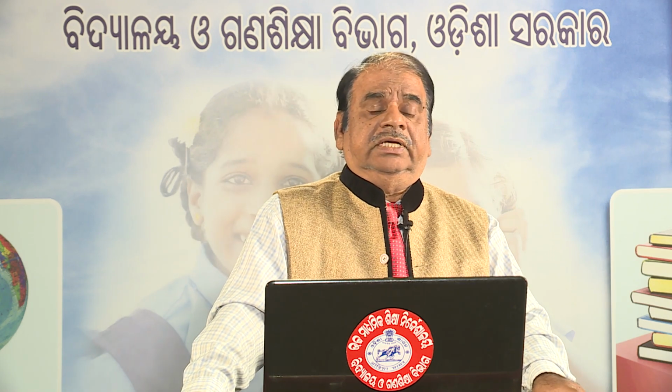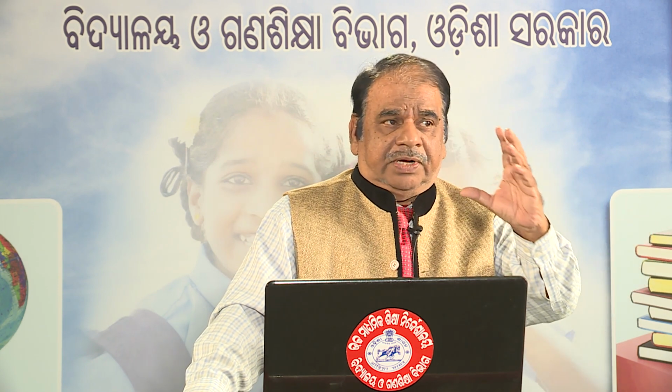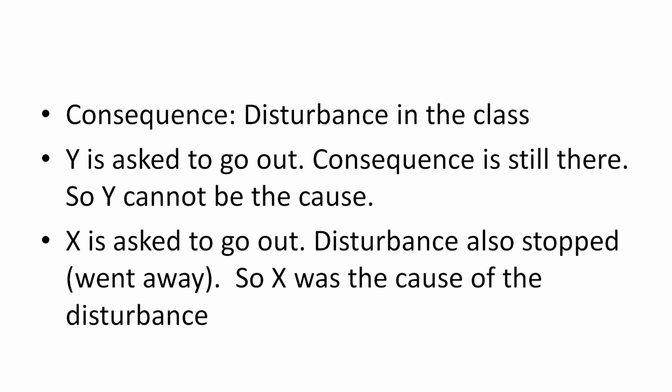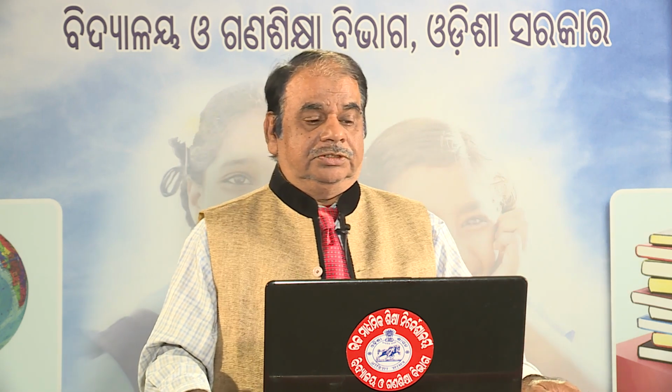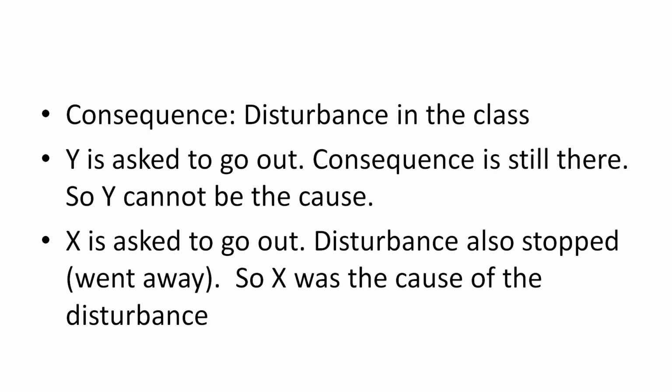We know that there is one antecedent side and one consequent side. When we find some consequence, we try to find out the cause. Suppose the consequence is some disturbance in the classroom. Now, we ask y to go out and the consequence is still there, that means the disturbance is still there. Then according to the first principle of elimination, y cannot be the cause, because after taking away y, the consequence is still there. Now, suppose we ask x to go away, then the disturbance is not there.